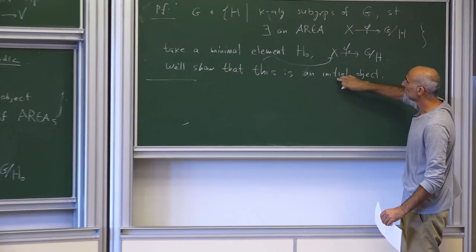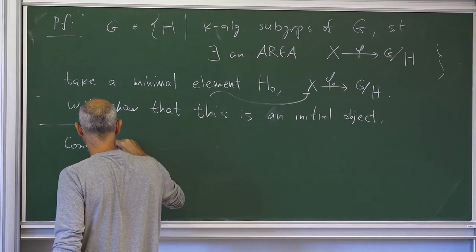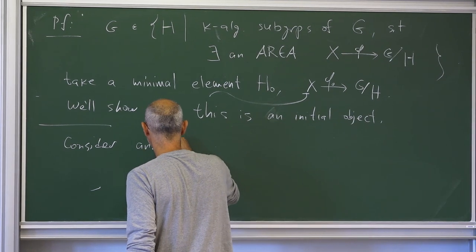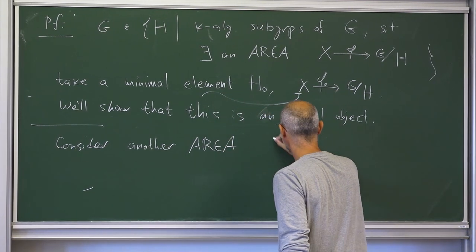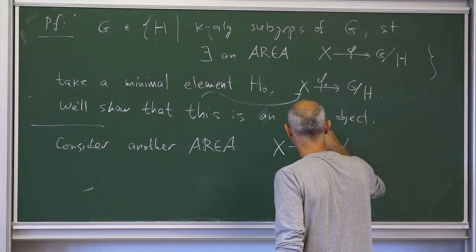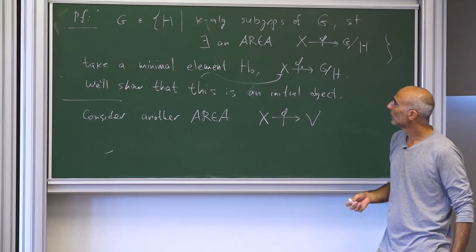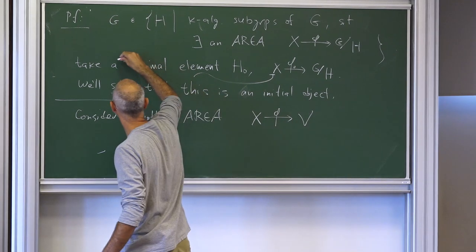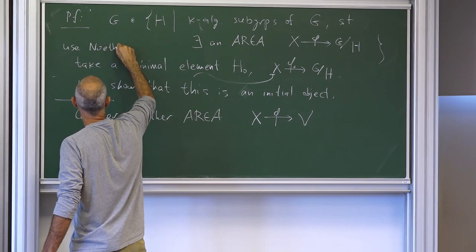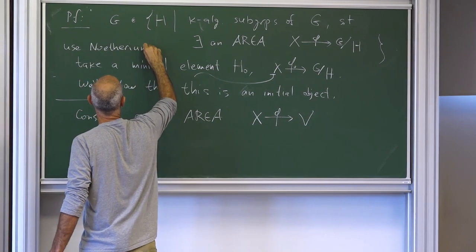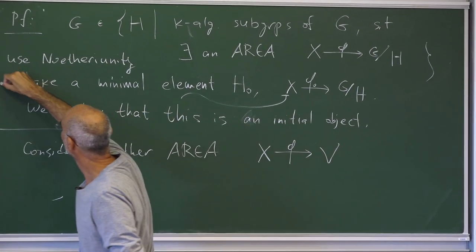I should prove this. So for this, we consider another representation, X to V. Sorry? Now I'm confused about the identity property.